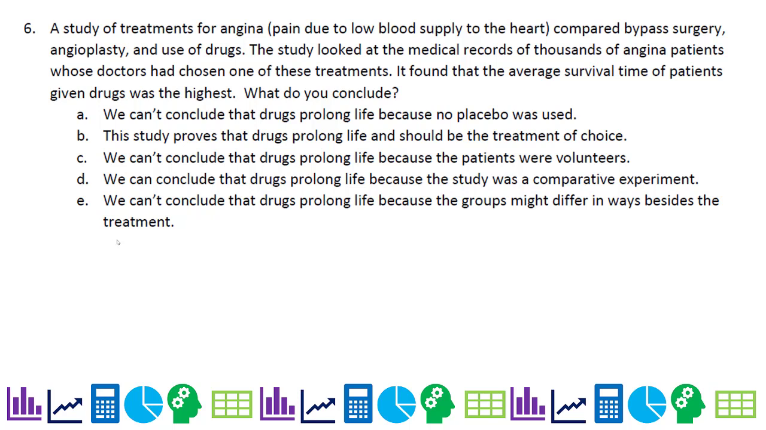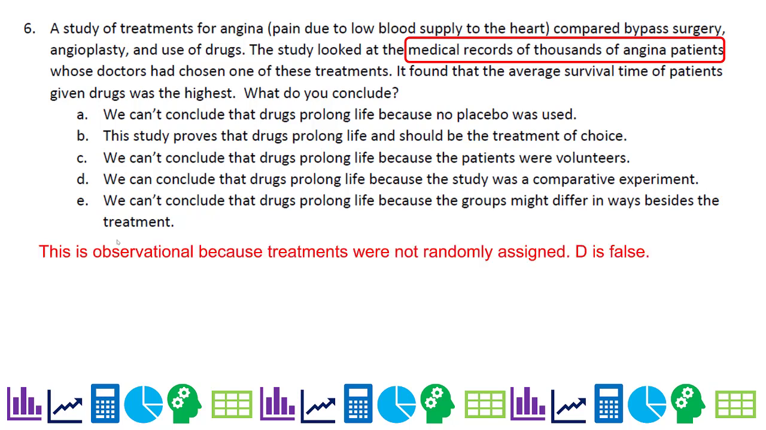Number 6, a study of treatments for angina, pain due to low blood supply to the heart, compared bypass surgery, angioplasty, and use of drugs. The study looked at the medical records of thousands of angina patients whose doctors had chosen one of those treatments. There are 3 of them, as you recall. It found that the average survival time of patients given drugs was the highest. What do you conclude? Well, first of all, notice that we're looking at the medical records of thousands of angina patients. We're not getting volunteers or recruiting people to be in this study. This is an observational study because treatments were not randomly assigned.